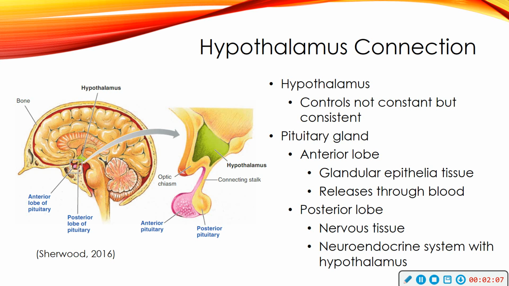The posterior lobe, which is where I want to spend the majority of my time, is over here on the right side. It is actually made of nervous tissue. And between it and the hypothalamus, it creates a neuroendocrine system. I'm going to go into more detail on what that system entails.